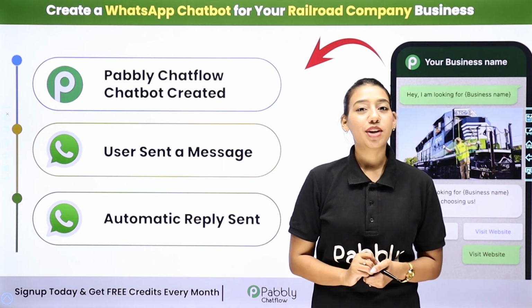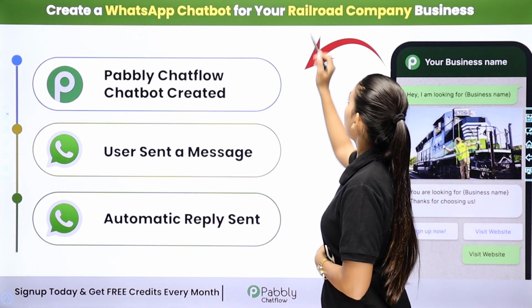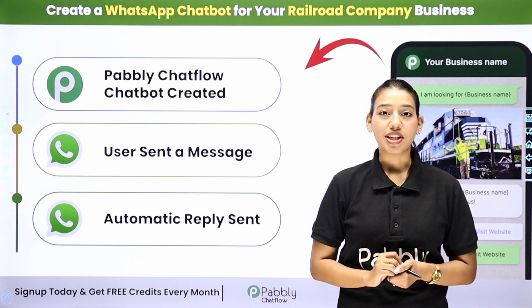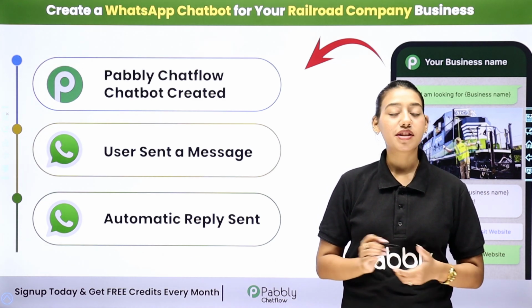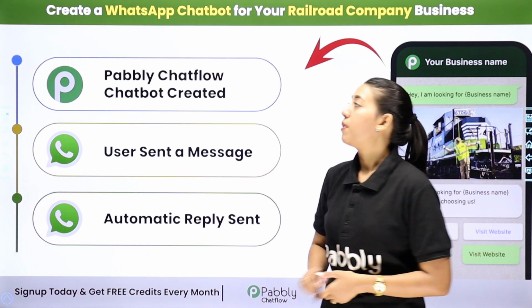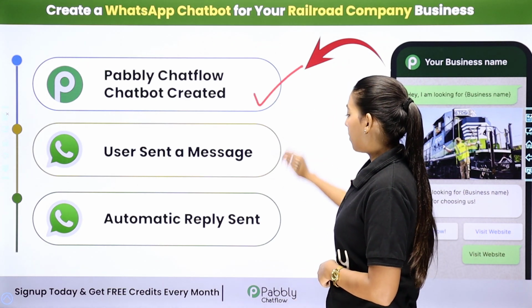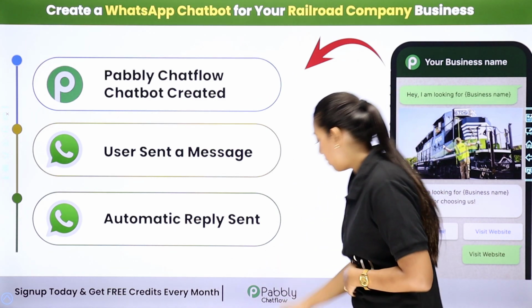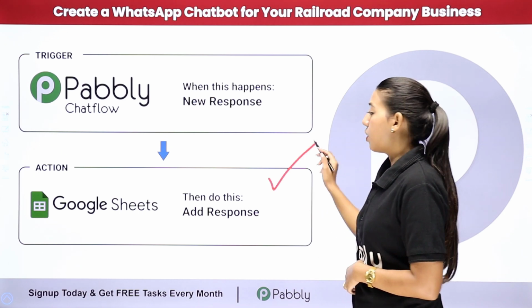In today's video, we are going to learn how to create a WhatsApp chatbot for your railroad company business. If you receive a lot of repetitive queries about train timings and ticket bookings, then manually responding to all of these queries can be a very time-consuming process. So with the help of Pabbly Chatflow, we are going to create a WhatsApp chatbot which will automate this whole process on our behalf. And not only this, it will also feed all the data in your Google Sheets automatically.